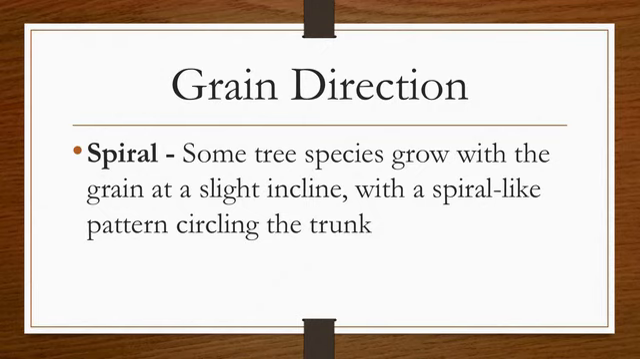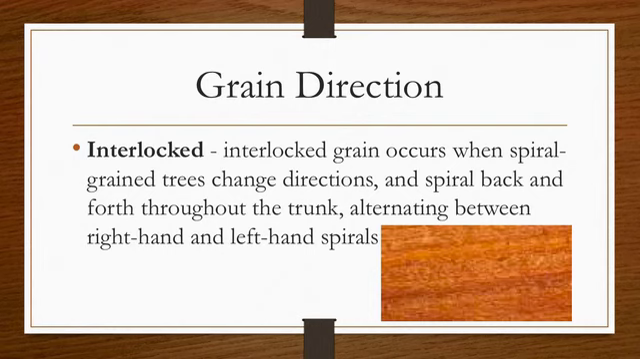So spiral is wood where you see those lines with a slight incline that looks like a spiral. It's going to look swirly. You follow the line and then it turns up and makes a smile. That would be the spiral.